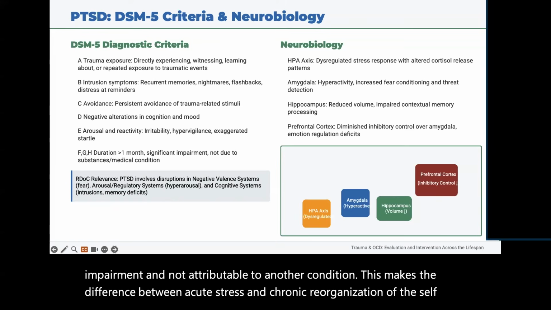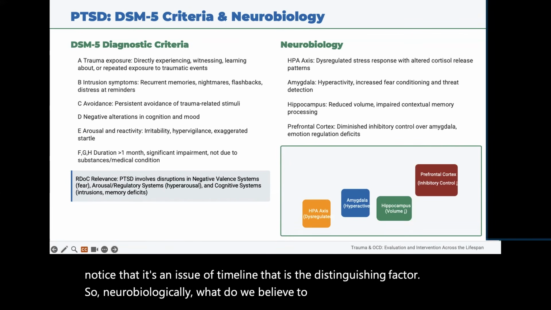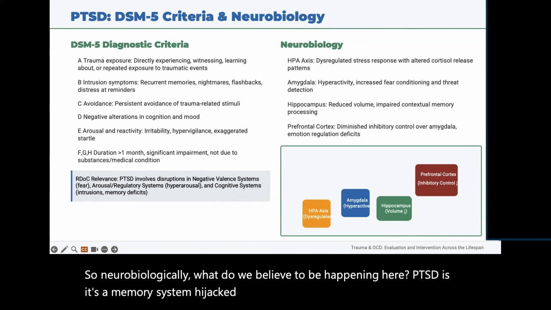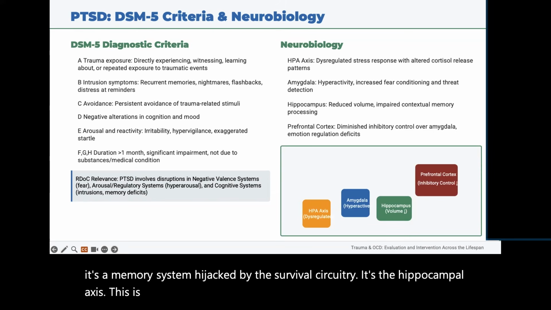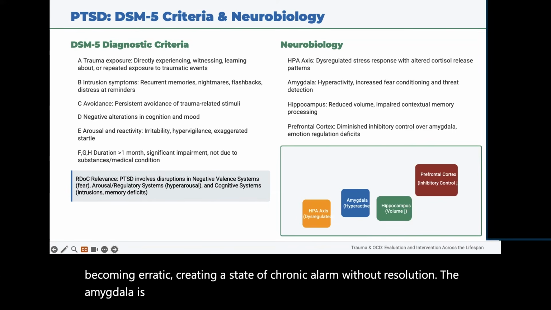So notice that it's an issue of timeline that is the distinguishing factor. So neurobiologically, what do we believe to be happening here? PTSD is a memory system hijacked by the survival circuitry. It's the hippocampal axis. This is the stress response system misfiring. Cortisol is being released, becoming erratic, creating a state of chronic alarm without resolution. The amygdala is overactive. They're constantly scanning for threat, even in safe environments.